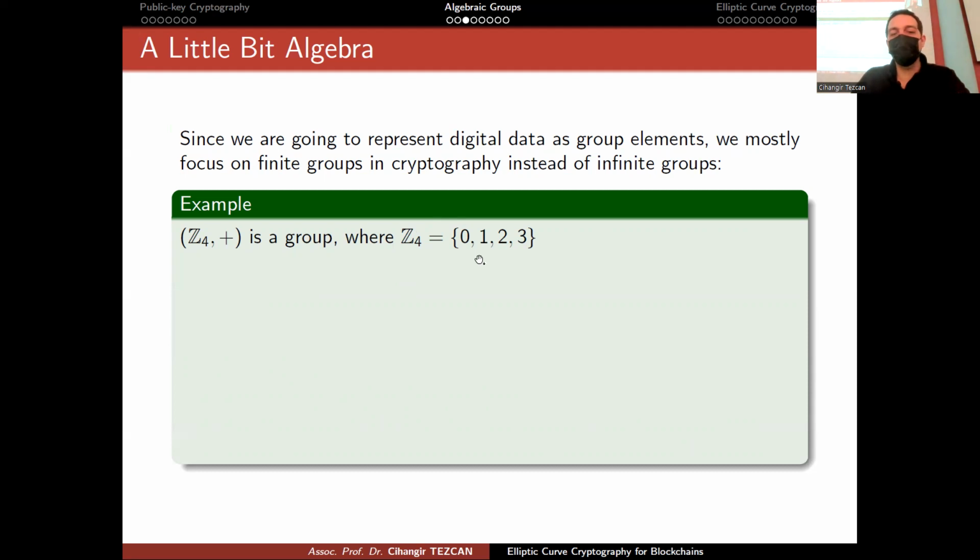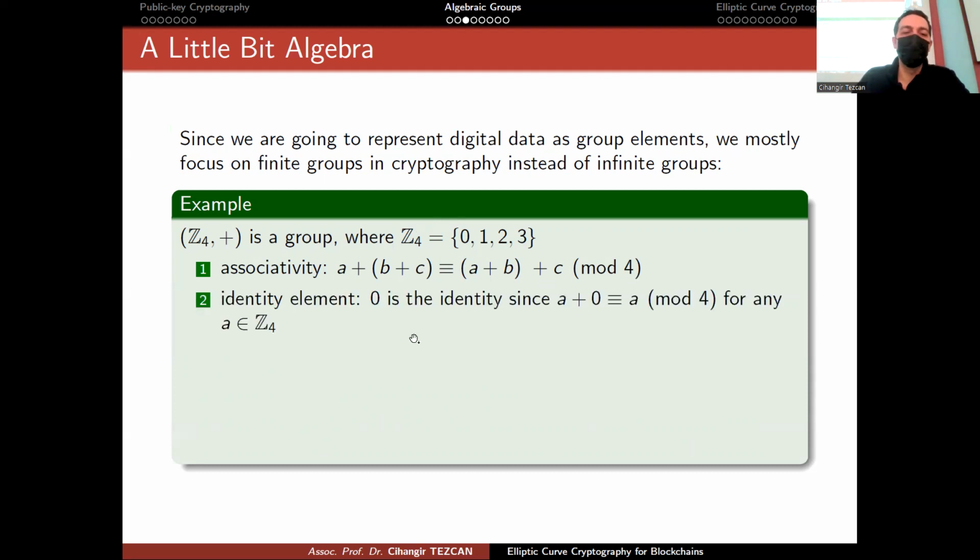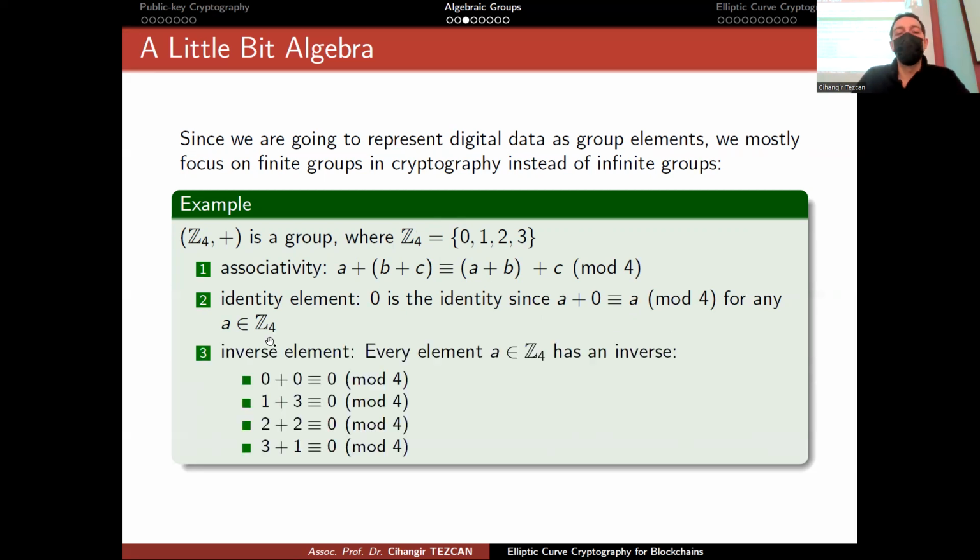So let's check if it is a group. Associativity is satisfied because this addition equals this addition modulo 4. The result is the same. There's an identity element because if you add 0 to anything, it will equal A again, modulo 4, for any A in Z4. Inverse element: let's check if every element has an inverse.